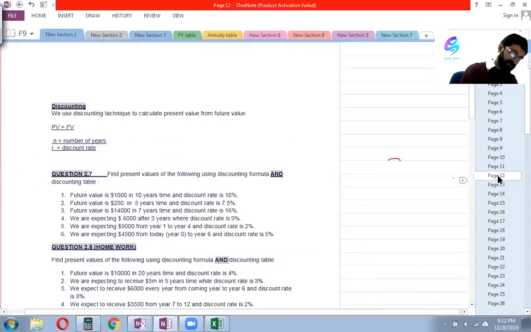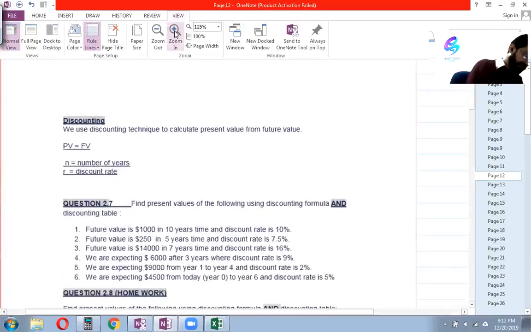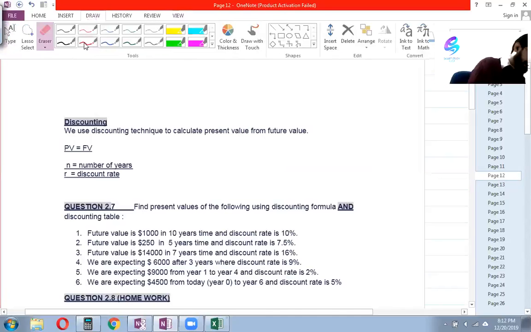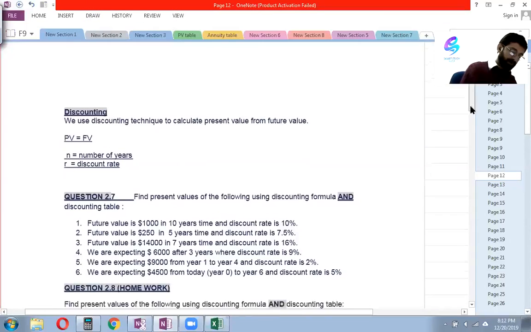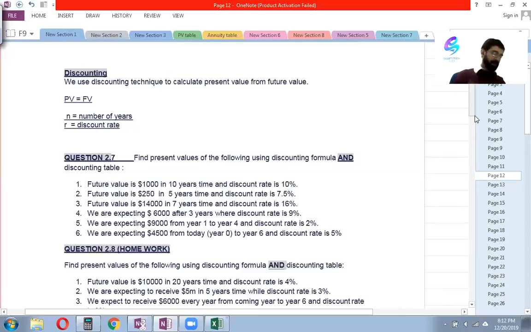So on the next page, of course, for most of you, you'll be very comfortable with the calculation. Just for a couple of you who are not very comfortable, we'll spend a little bit of time on discounting and compounding. So we use the discounting technique to calculate the present value from the future value. That's what we call discounting. And what's the formula? Present value is equal to future value. Can you please write it in your notes? Multiply by (1 + r) raised to the power minus n.